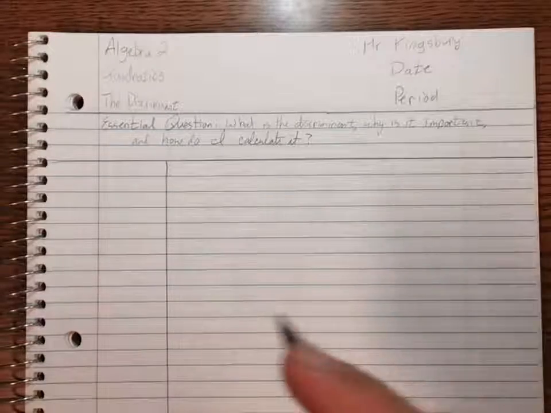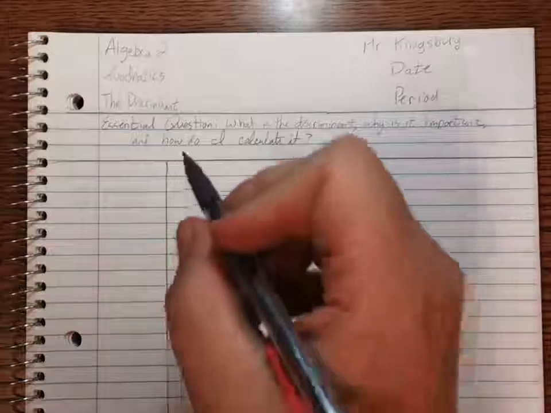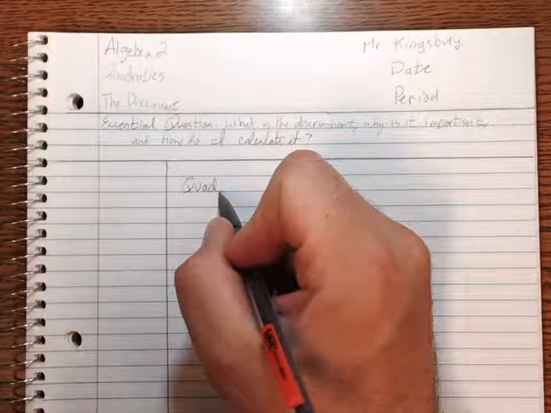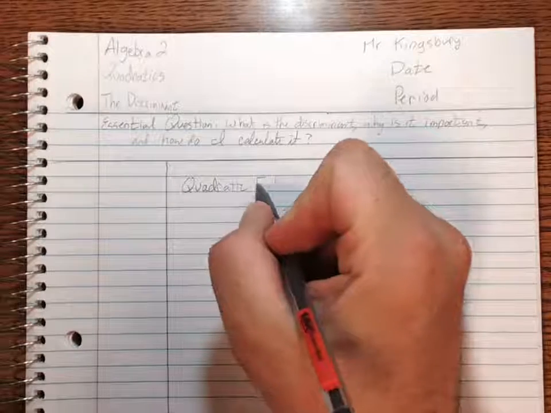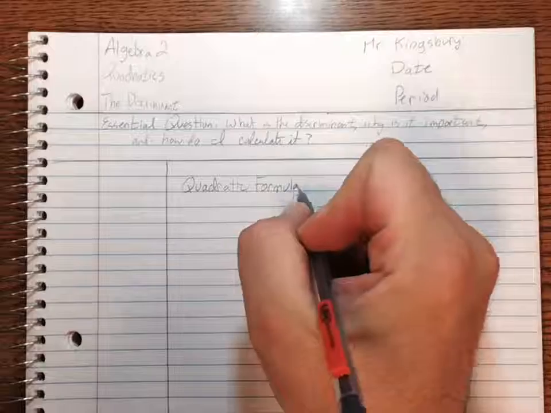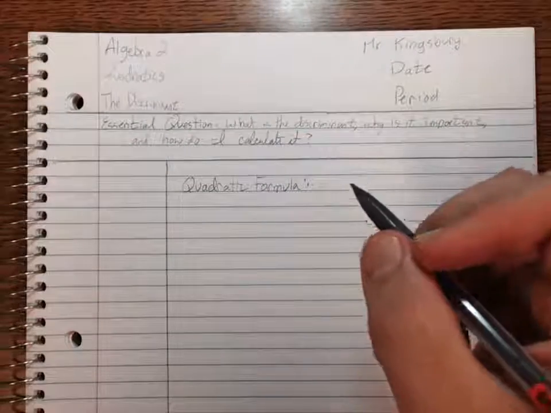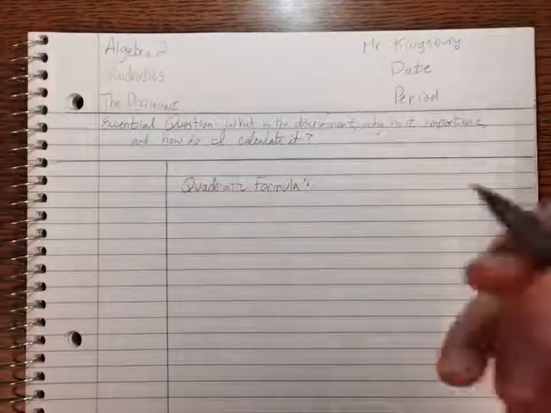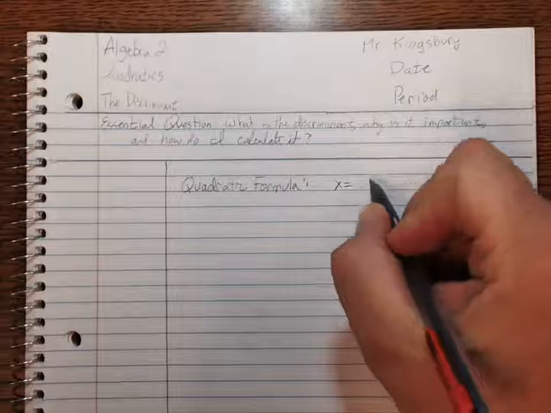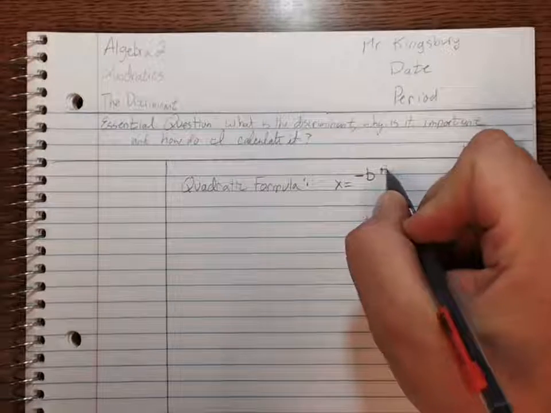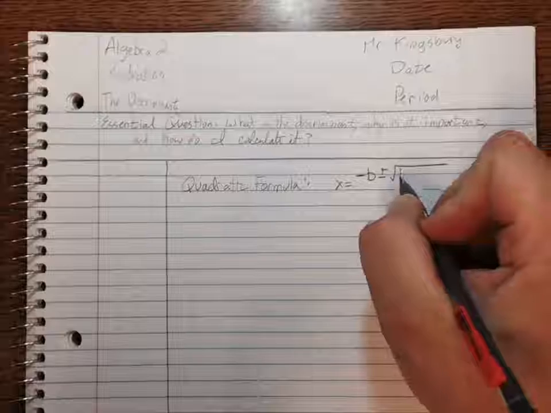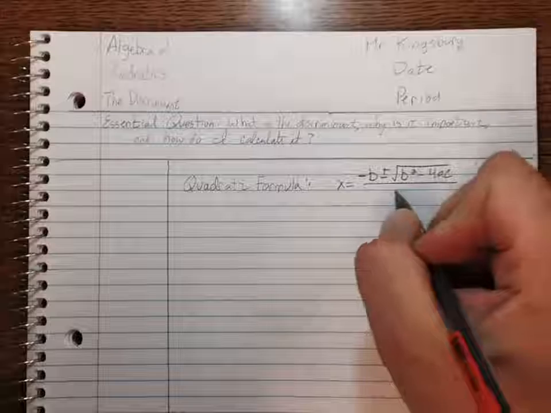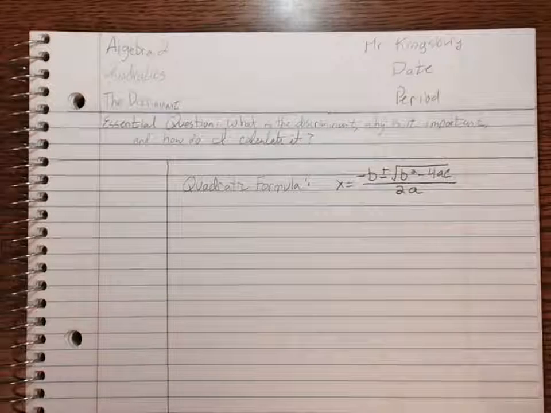So for starters, the discriminant is actually related to something else you know about called the quadratic formula. The quadratic formula looks like this. X equals the opposite of b plus or minus the square root of b squared minus 4ac all over 2a. That is the quadratic formula.